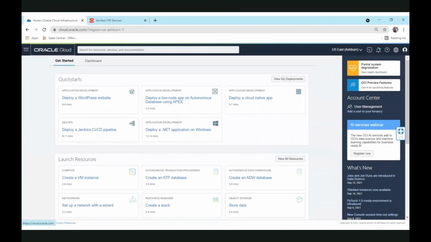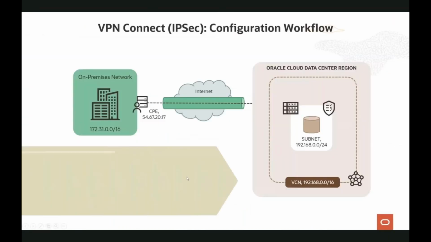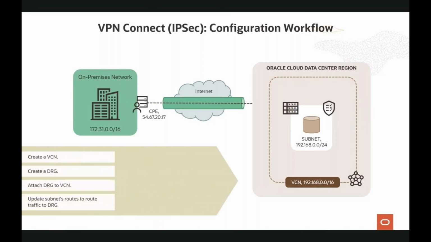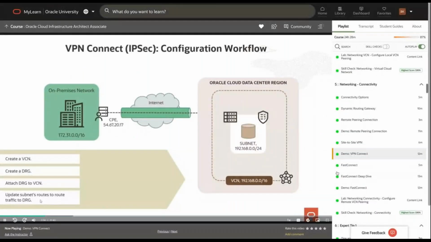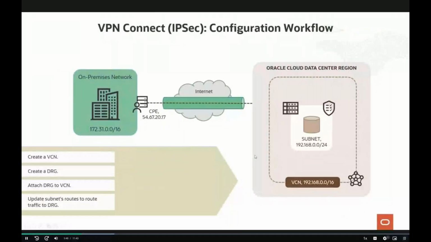We are creating everything from the ground up. We will be building a virtual cloud network. We will create a DRG and attach the VCN to the DRG. Update the routes. So we're creating a route in the route table that will take us to the DRG. So whenever we want to reach 172.31.0.0/16, we will be using the DRG, the Dynamic Routing Gateway.